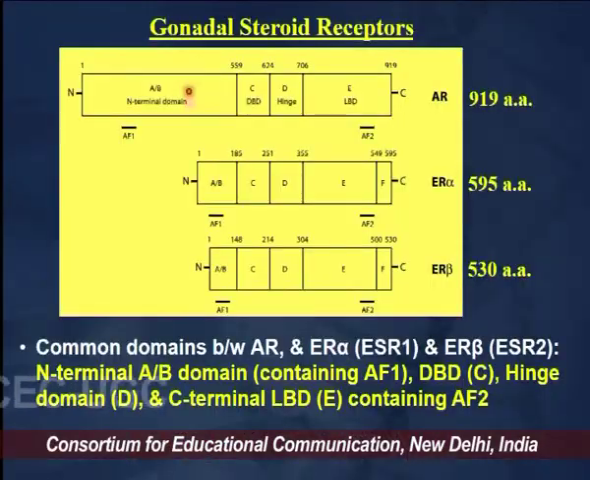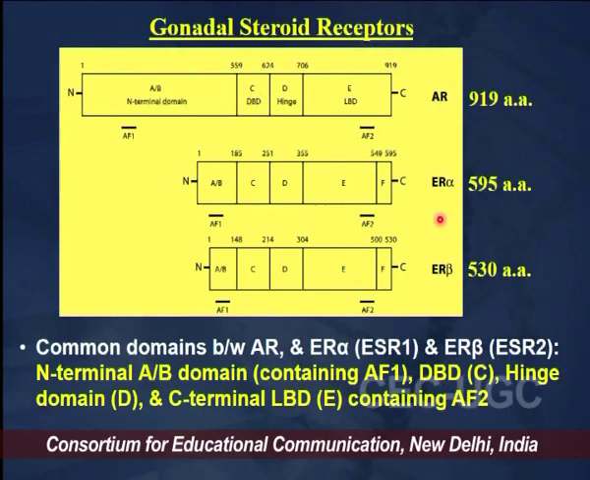So, here you can see some of the gonadal steroid receptor structures. I have explained the general structure. Now, you see in the androgen receptor, there are 919 amino acids starting from the N-terminal to C-terminal. Now, you would be able to understand the NTD, DBD, hinge and LBD domains. Here AF1 lies in the N-terminal domain, AF2 lies in the LBD.